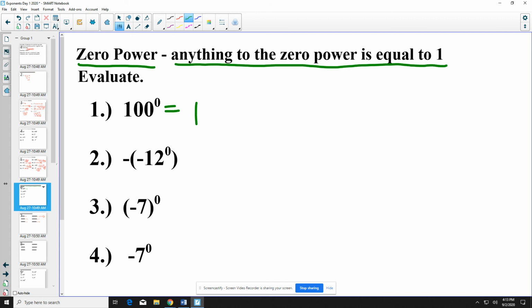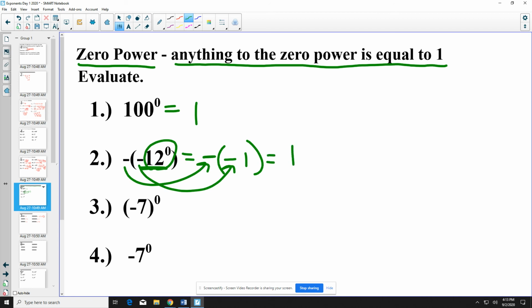Put a number 2, negative, and then in parentheses, negative 12 to the 0. Okay, let's do this together. See that negative sign out in front? You write this down, and then you have negative 12 to the 0. The 0 is with the negative 12, so you have this negative in front of parentheses, you have this negative inside the parentheses, and 12 to the 0 is 1. So it's like a negative times a negative, it's going to give you a positive 1.